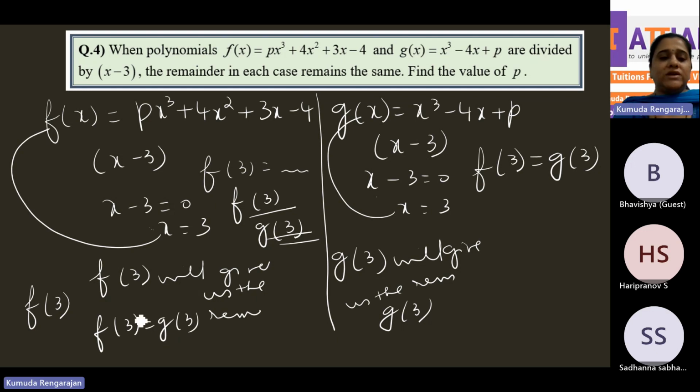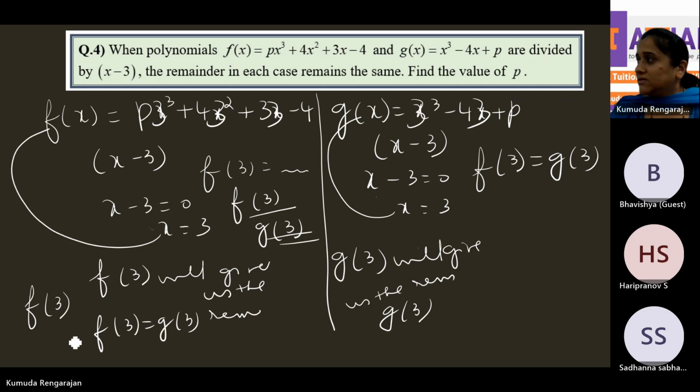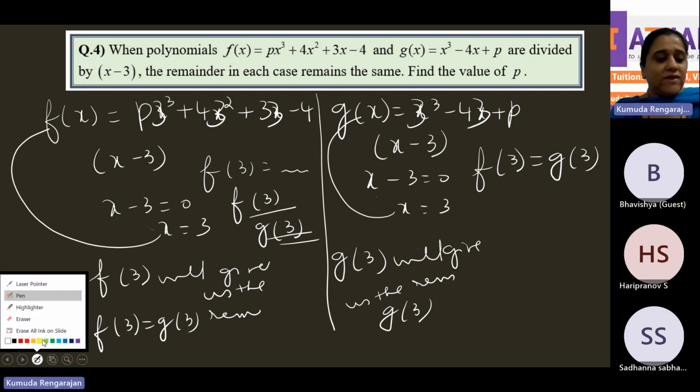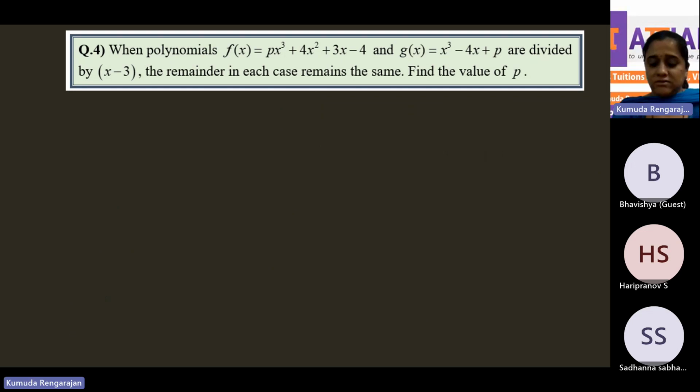Now what do you mean by f of 3? In f of x, wherever there is x, you will use 3. g of 3 means in g of x, wherever there is x, you will use 3. Correct? That's all. So do that and get the value. All right.